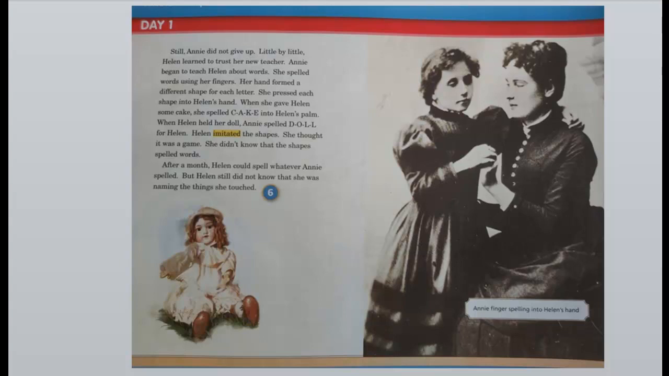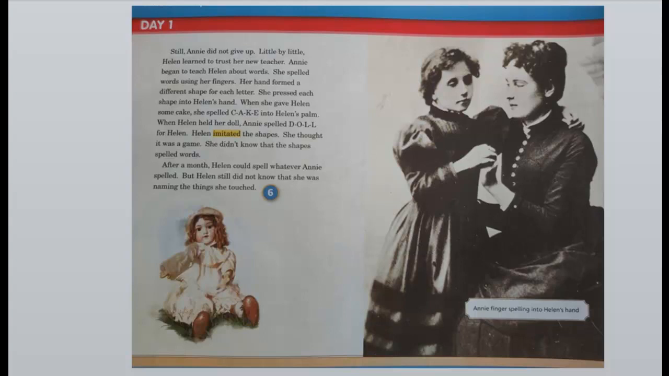Okay, when Helen held her doll, Annie spelled D-O-L-L, doll. Helen imitated the shapes. That means that she copied it, right? She made exactly as her teacher did, okay? So she did exactly as her teacher did. She thought it was a game. She didn't know that the shapes spelled words, okay?